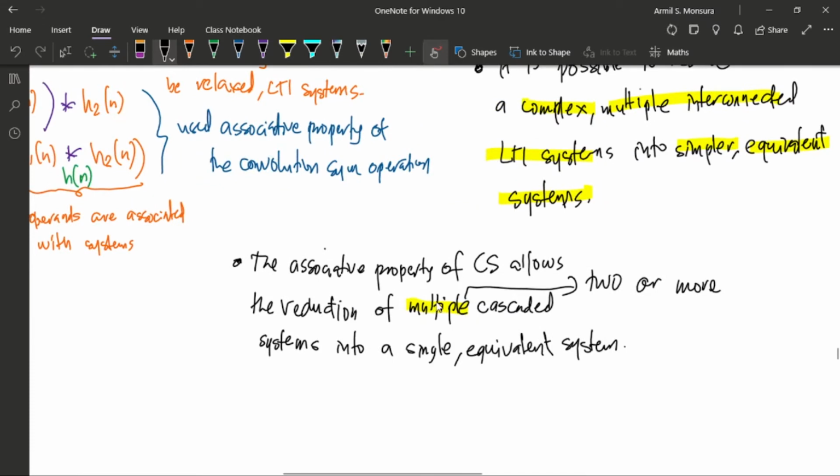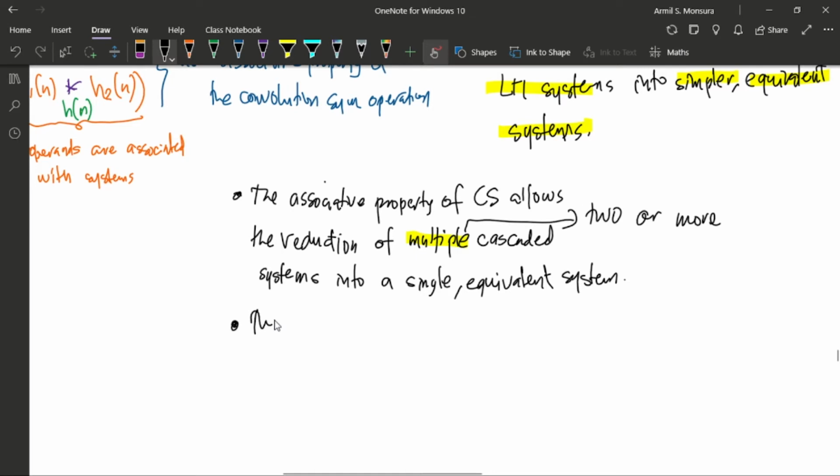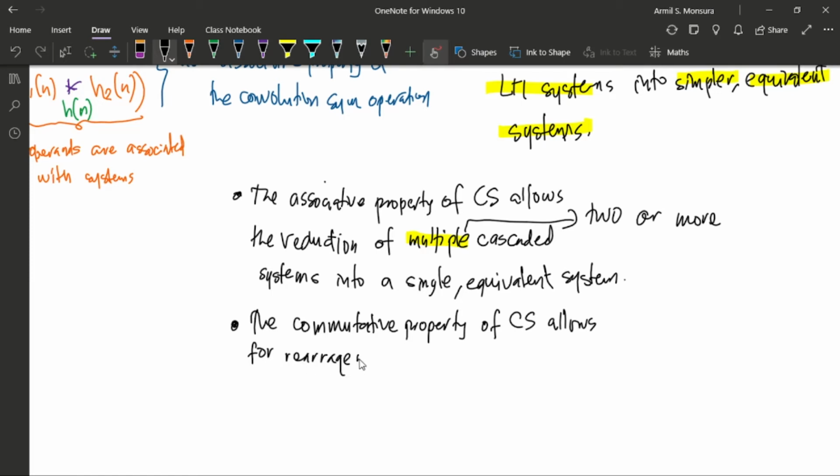Now, so this associative property, no? While the commutative property of the convolution sum allows for rearrangements of systems connected in cascade. So kung meron kang 2 or more systems that are cascaded, pwede nating i-rearrange yung mga systems na yun, using the commutative property of the convolution sum. Okay?